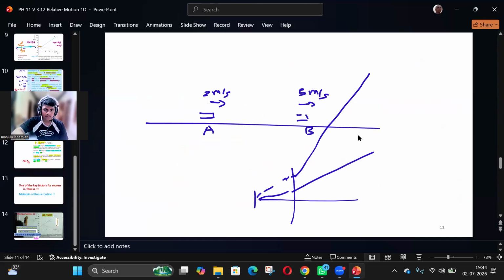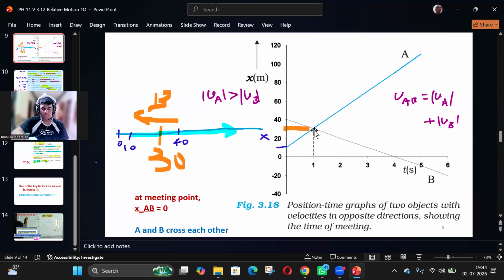Fourth, they are moving in opposite directions. So as far as 1D motion is concerned, these are the different possibilities. But obviously, we have taken a case where things are moving at uniform speed, because it's a straight line. X versus t is a straight line, so the slope is constant, so velocity is constant.